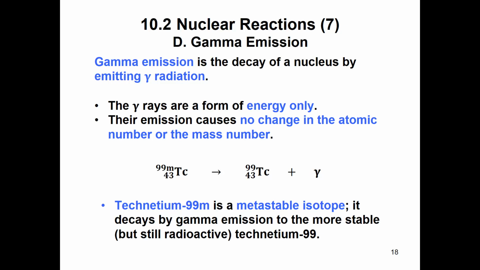As I said, gamma emission is basically the decay of a nucleus just by emitting energy, so it doesn't cause any change in the atomic number or the mass number. Notice that if I started out with technetium-99m, I'm going to end up with technetium-99 plus the gamma ray. What that is called is a metastable isotope, and it decays by gamma emission to a more stable, but still radioactive, technetium-99. This one's a mind blower, so don't dwell on it too much. It doesn't really change its mass or its number, but it is stabilizing itself. By releasing that energy, it reorganizes so that it's in a more stable situation.